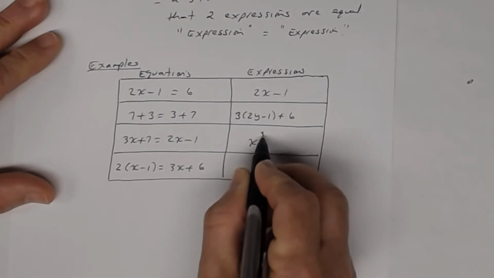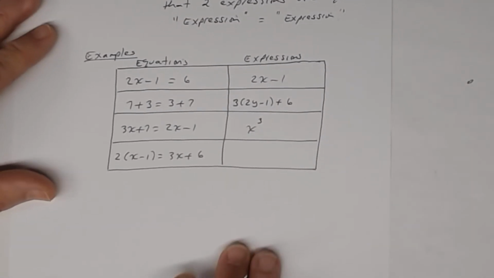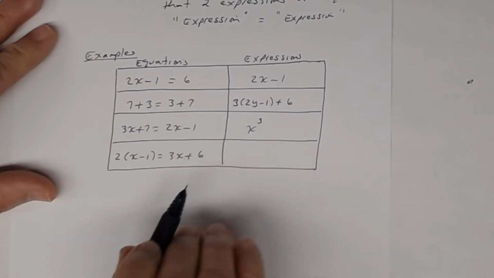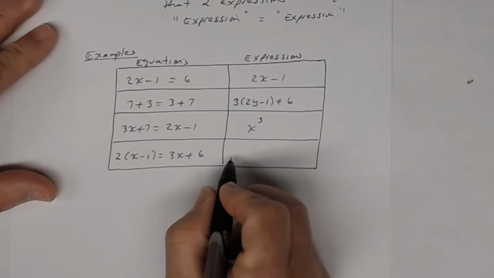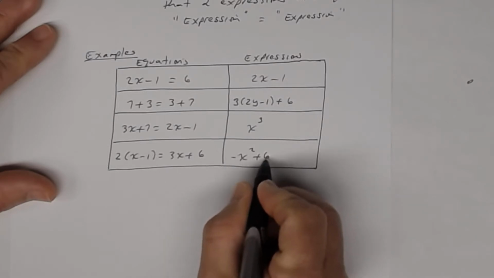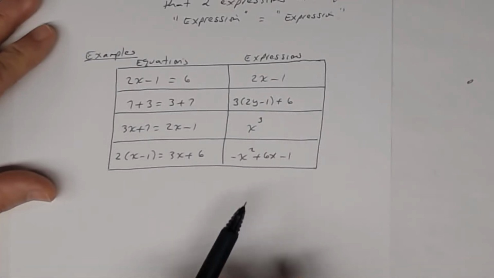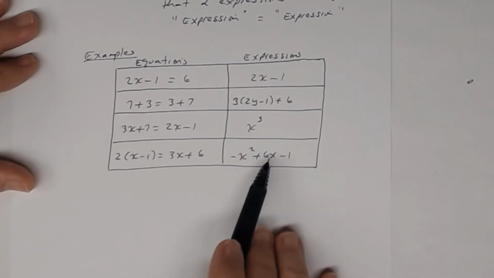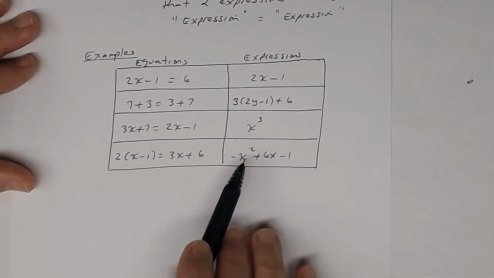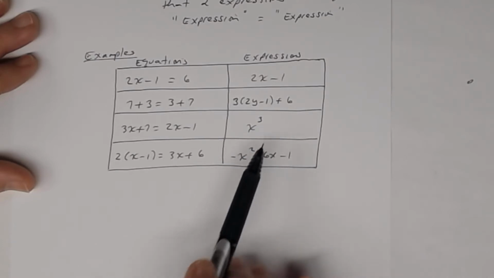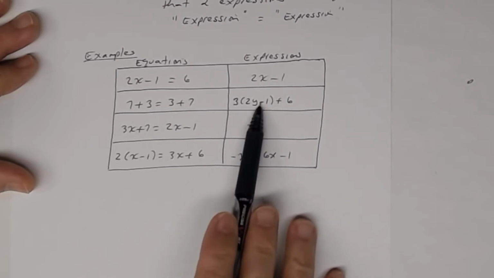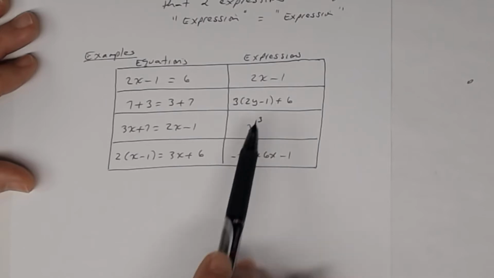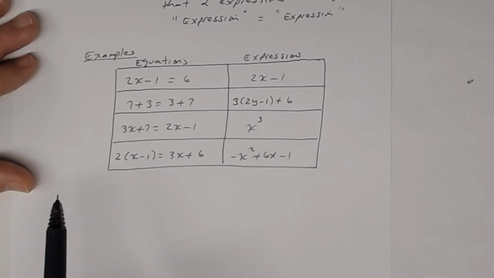You have x to the third power. That's an expression. There's no equal sign. You just see some variable raised to a power. And then you have negative x squared plus 6x minus 1. So in this course, you're going to learn how to deal with, and this will be called a polynomial, and this is a polynomial as well. So you're going to learn how to deal with this. In fact, all of these you're going to learn are polynomials. But so these are expressions. These are equations. All right.